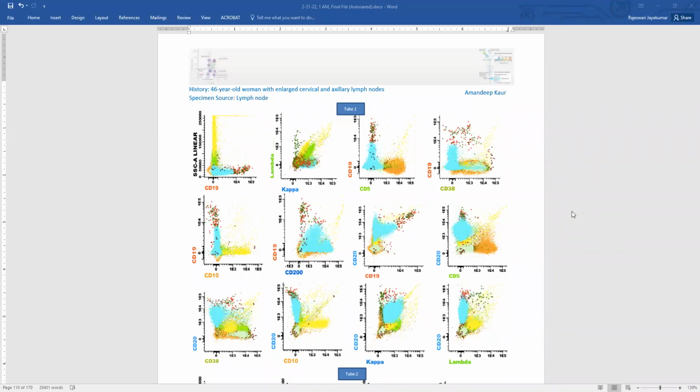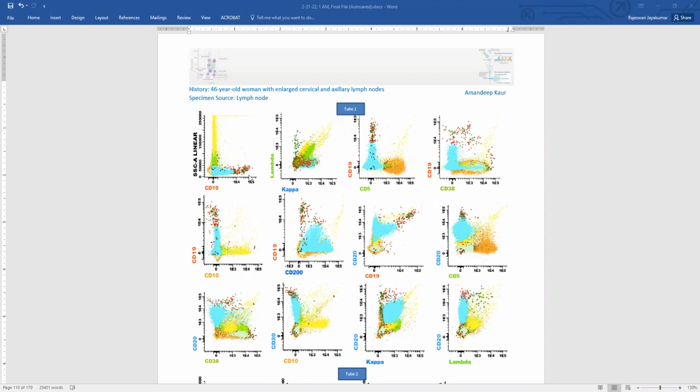Hello everyone, we are now going to go over the lymph node flow cytometry from a 46-year-old woman who presented with enlarged cervical and axillary lymph nodes. So this is the lymph node biopsy, so we expect the majority of our cells to be lymphocytes. And here we see a CD19 versus side scatter plot. We did not give you the CD45 versus side scatter, instead we gave you CD19 versus side scatter.